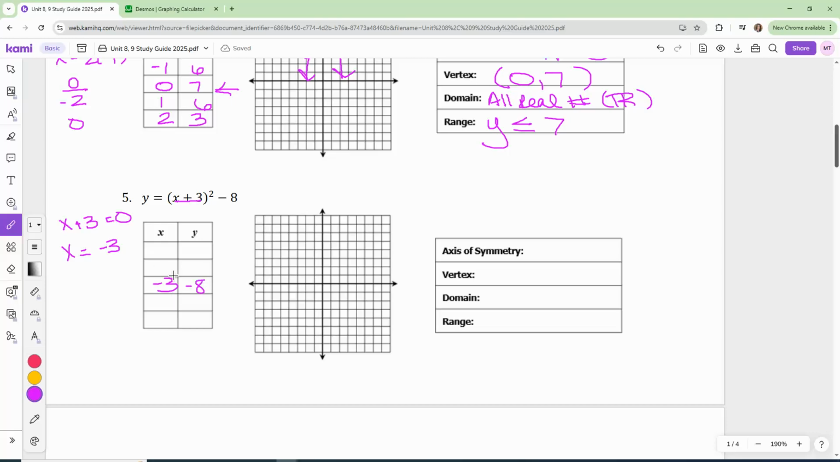Okay, and then you do your smaller and larger. You're plugging those into your equation. So we get -5. What does that give us when we plug it in? -4? -4, -7, -2, -7, -1. And then we graph those points.